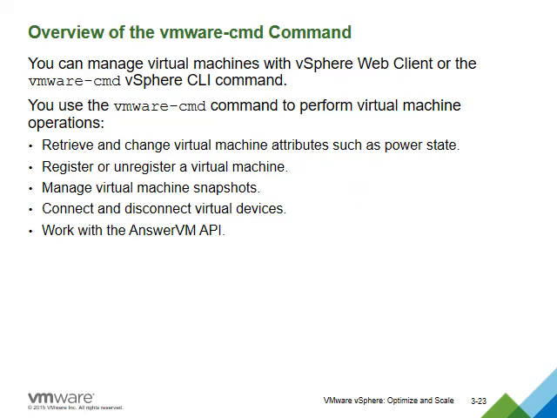The vmware-cmd command is basically a command where you can manage your VMs with your vSphere CLI command. And when you use the vmware-cmd command to perform your VM operations, you can retrieve and change your virtual machine attributes such as your power state. You can register and unregister a VM. You can manage your VM snapshots. You can connect and disconnect your virtual devices, and you can also work with the AnswerVM API as well.